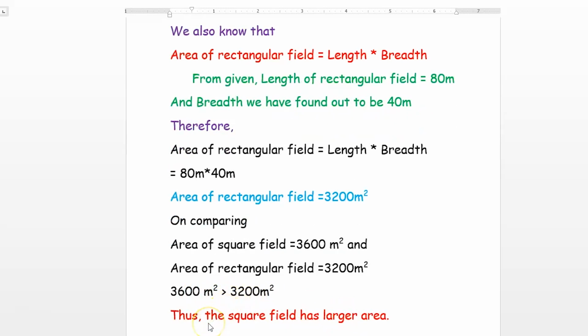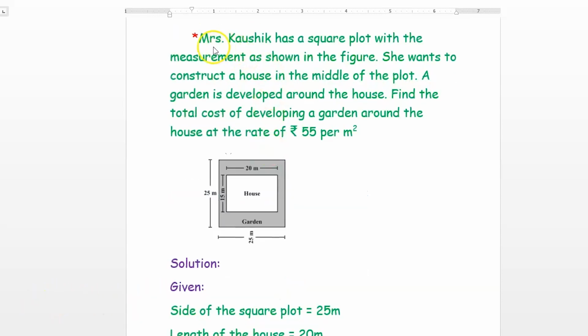So we can clearly say that the area of the square field is larger compared to the area of the rectangular field. So the area of the square field is larger. Now let's see the next example.